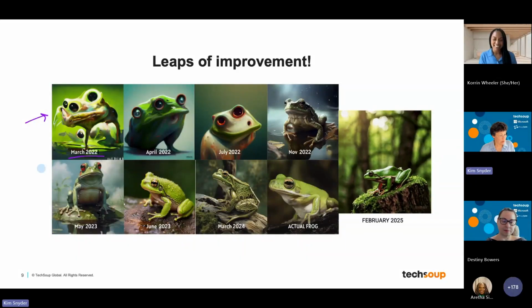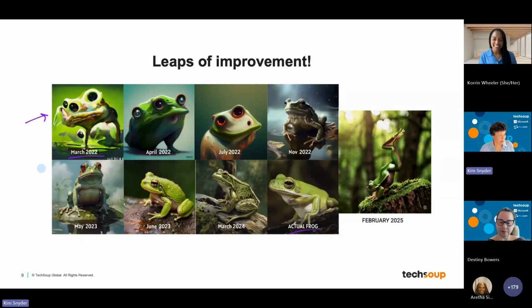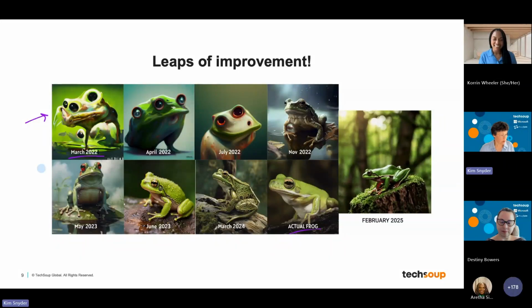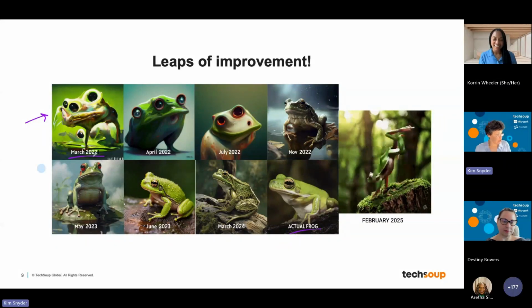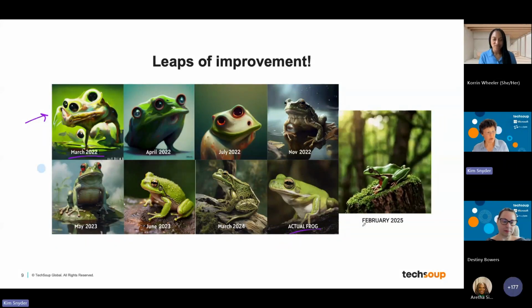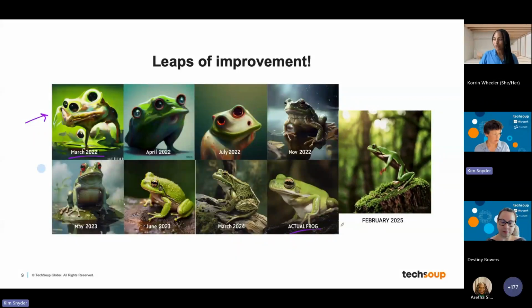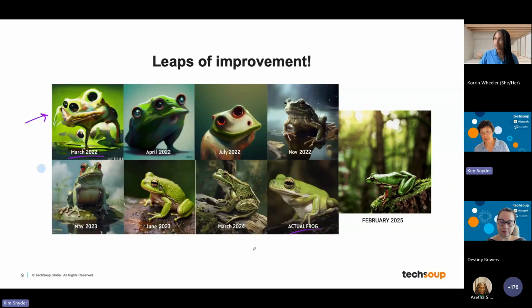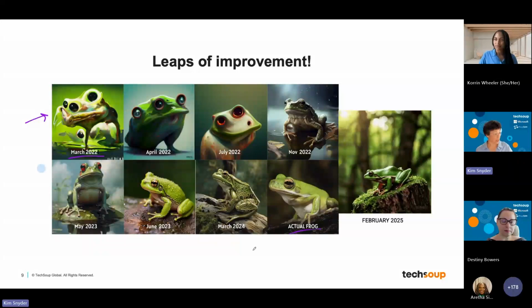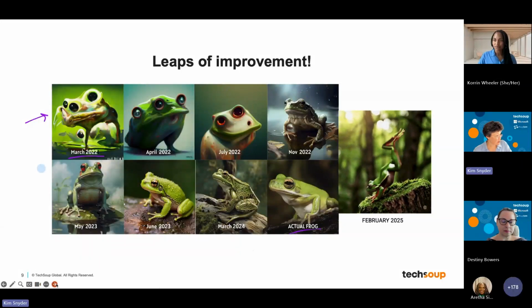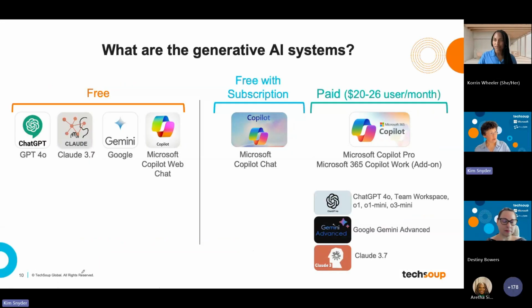And then this is the actual frog, which kind of looks fake and meek in comparison to the March 2024 frog, just a mere 2 years later. And now in February, we're making them hop and still look realistic. So that's another way to look at the improvements and growth in these technologies. So the generative AI systems, in a nutshell, this is a gross oversimplification, but we have a number of free systems that you can just try out on the web, right?